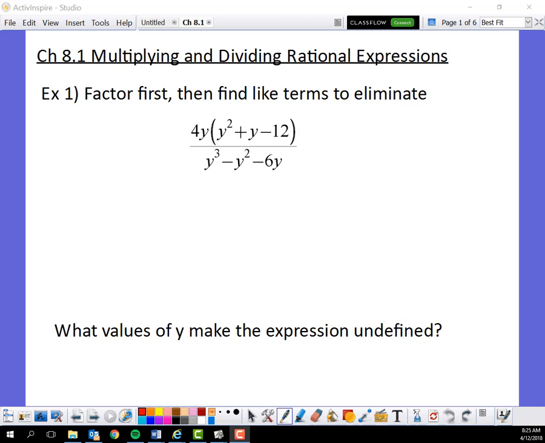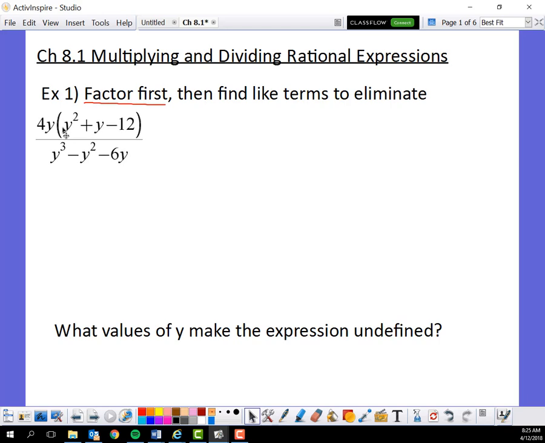In our first example here, the first technique you want to always use on every single one of these problems is factor first. If you have not written this down yet, pause it now, write this down, and then click play when you're ready for me to talk through this. Factoring first means we take everything in the numerator and everything in the denominator and we try to factor it as completely as possible. Let's see what that would look like with this particular problem.